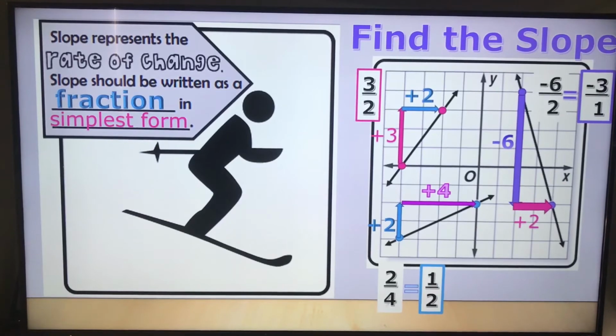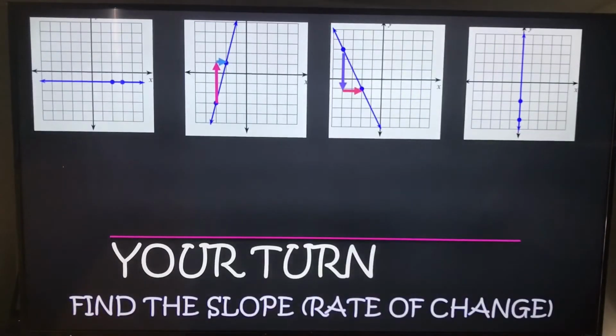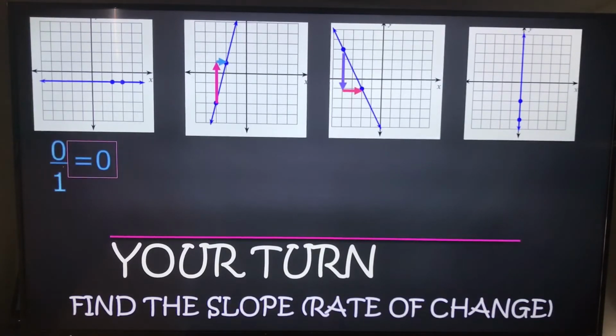Okay? It's your turn. This one is 0 over 1. If you notice, I didn't rise anywhere. I stayed on that same line, but I went to the right one. So when you have 0 on top, it is a 0 slope. Okay, let's go to the next one. Here I rose 4 and I ran 1. You can simplify that to 4. Leaving it as 4 over 1 would be acceptable as well.